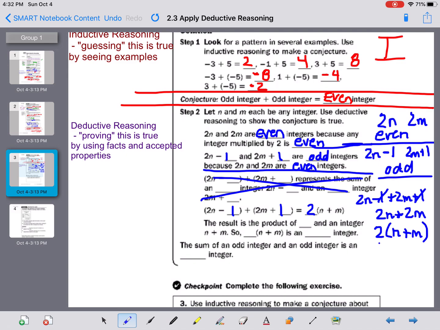Well, if I have this 2 out front, that means my answer has to be even, because anything times 2 is even. So what this is proving is that when I added 2 odd integers, I had to get an even integer. Is that what we set up here? Definitely. But down here, I did it with deductive reasoning. I used facts to show the same thing. I didn't use just random numbers. I used algebra, which can show that it'll be true every time I choose an integer there.